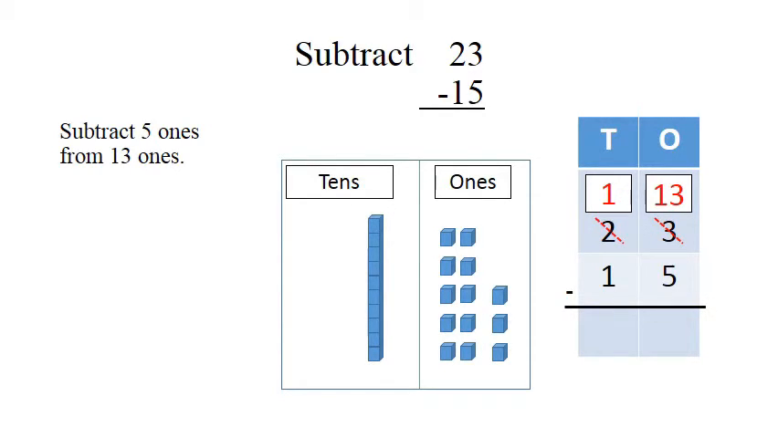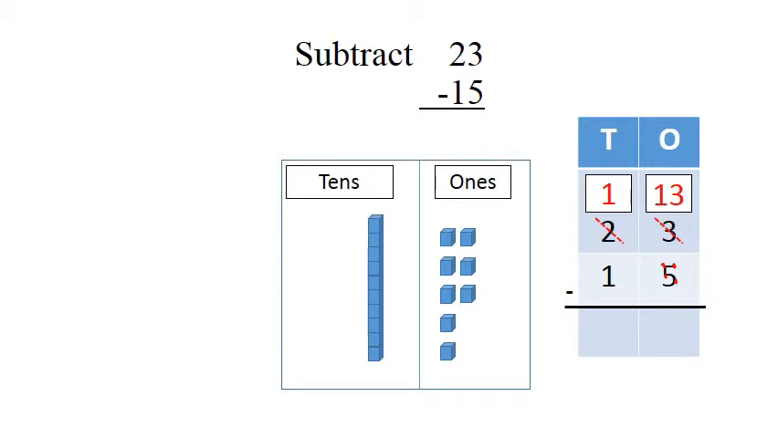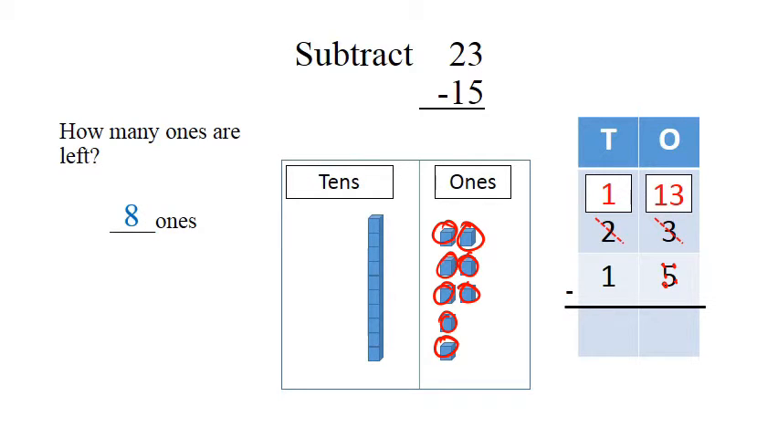So I have to subtract my 5 ones. I will show that on the model. 1, 2, 3, 4, 5. I've taken away my 5 ones. If I show that on the model with the numbers, I count back with base 10 or with the touch points. 13, 12, 11, 10, 9, 8. I have 8 ones left. If I count these ones, I have 8. 1, 2, 3, 4, 5, 6, 7, and 8. How many ones are left? 8 ones are left. So I will write it into the ones place.